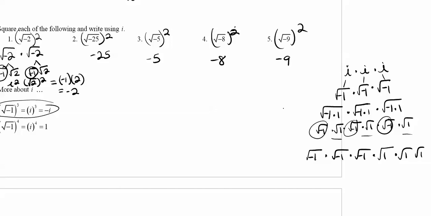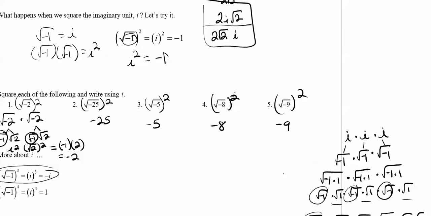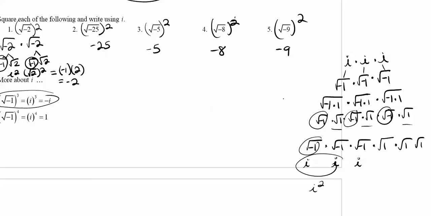Well, I know that each of these will become an i, right? So I will end up with an i, and over here, I will end up with an i. Well, i times i becomes i squared. And what do we know about i squared? Well, let's go back up here and look. We now know that i squared is negative 1. And so this i squared will actually be replaced with negative 1.